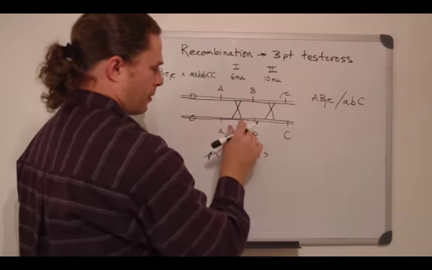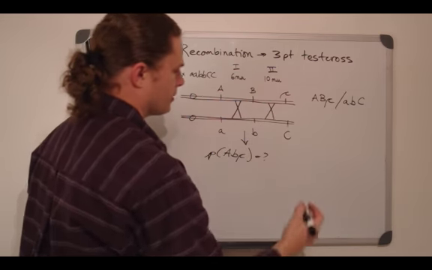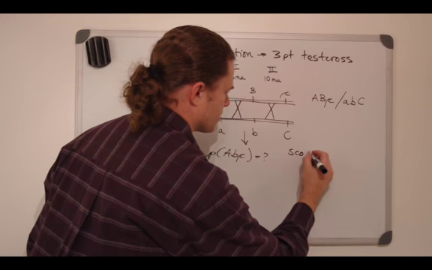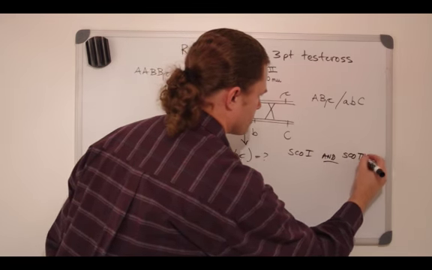Now we can say, well, what are the requirements? We need a single crossover in region 1 and we need a single crossover in region 2. So we would say single crossover in 1 and single crossover in region 2.